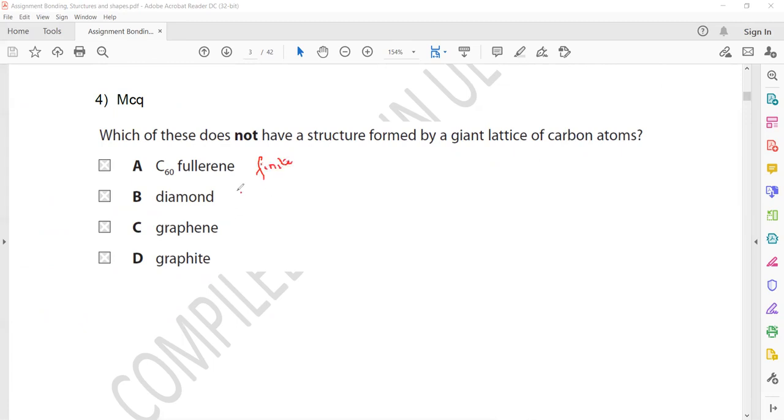In diamond, we have an infinite number of atoms, and graphite also infinite, graphene, graphite infinite. So the question is, which of these does not have a structure formed by a giant lattice? A finite structure will not form a giant lattice. That's why fullerene A is the right answer. But diamond, graphite, graphene, they all have a giant macromolecular structure.